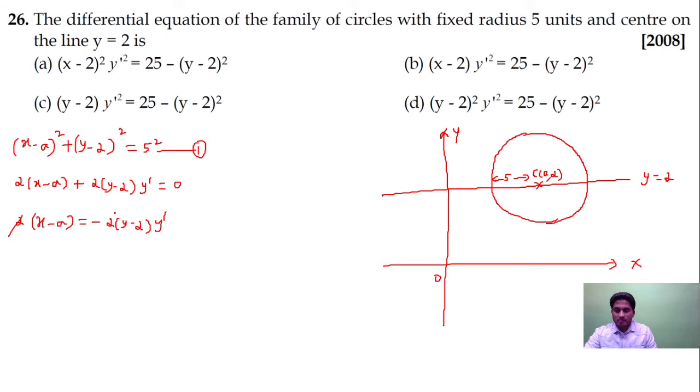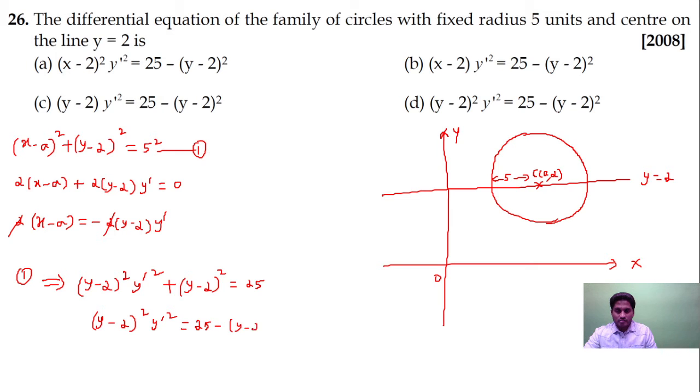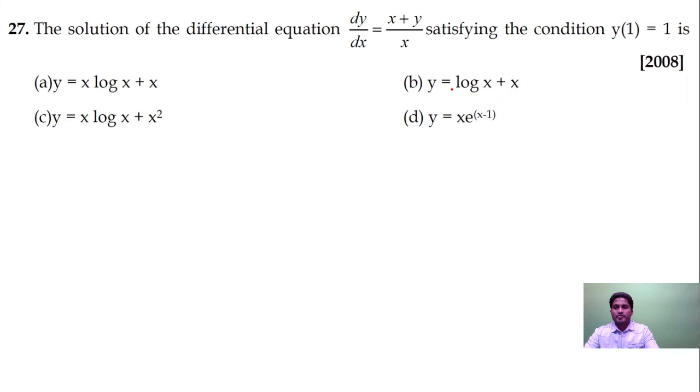Cancel 2 and 2. If I substitute in equation 1 the value of x minus a, when you square it you get y minus 2 the whole square into y dash square, plus y minus 2 the whole square, is equal to 25. From this I can write y minus 2 the whole square into y dash square is equal to 25 minus y minus 2 the whole square. That's the answer, guys. The answer will be option D. Let's move to the next question.